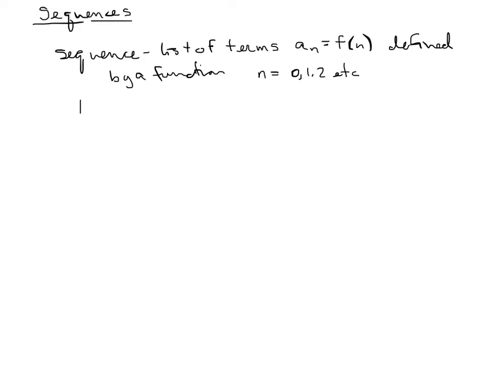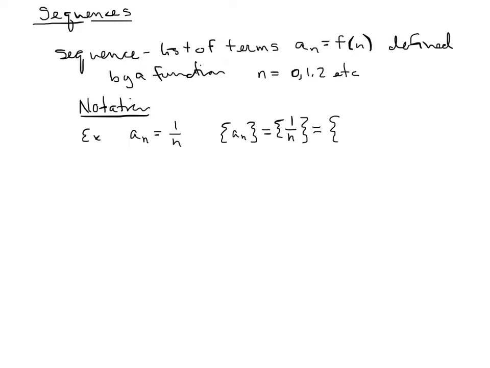So some notation here, and maybe I'll give an example too. We could say that a sub n is equal to, let's just say, 1 over n. Another way that we could notate this is to put it into curly brackets. We could put a sub n in curly brackets, or 1 over n in curly brackets, or we could list all the terms out in curly brackets. This one can't start at 0, so let's say it starts at 1.